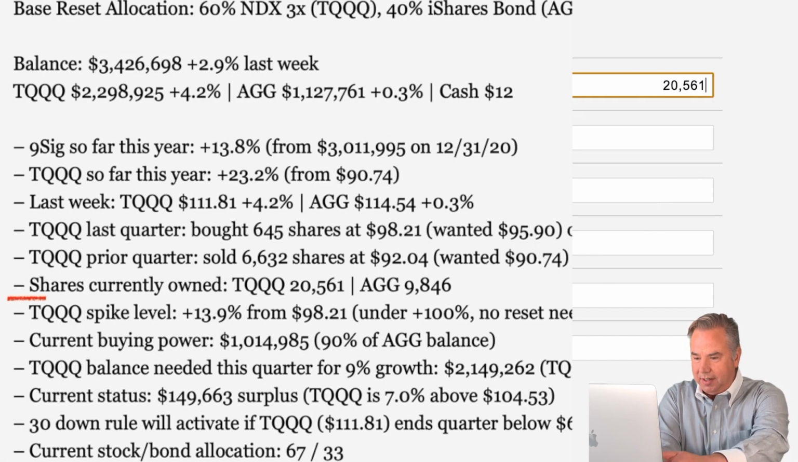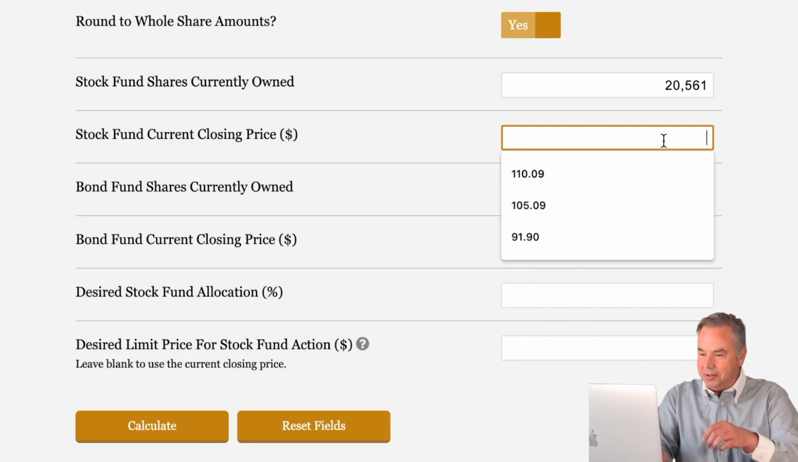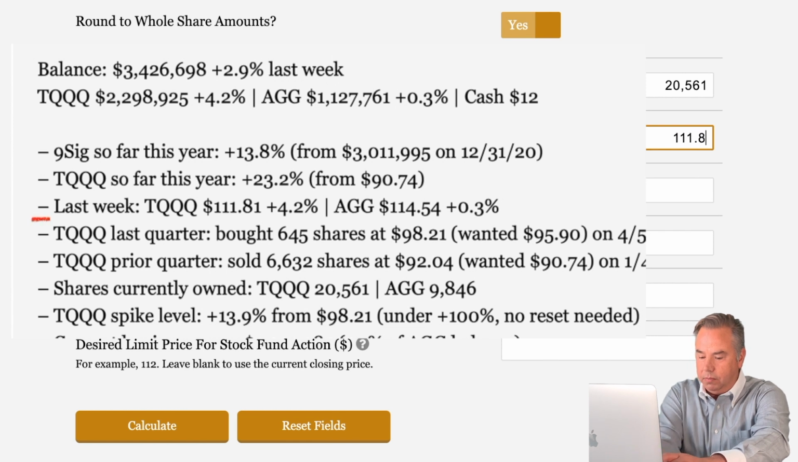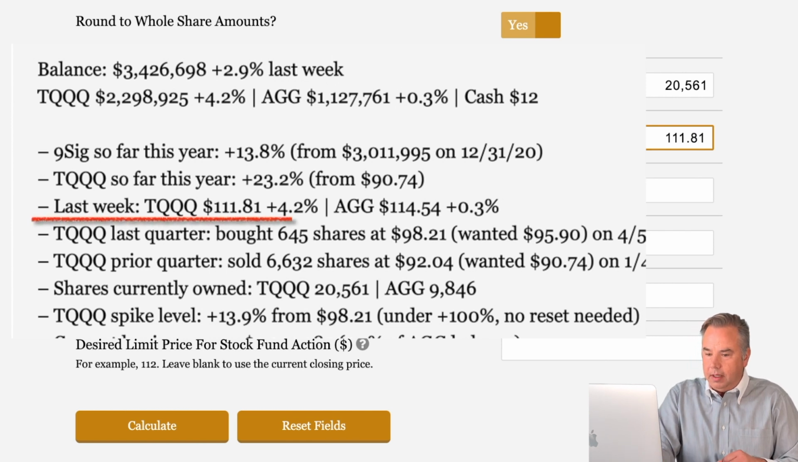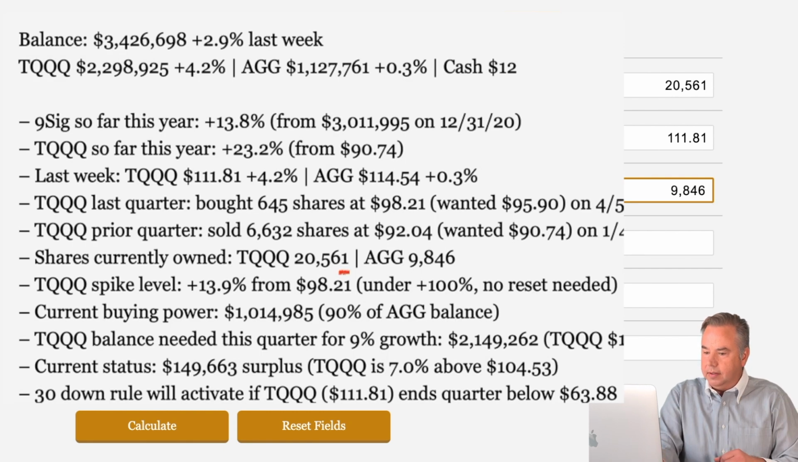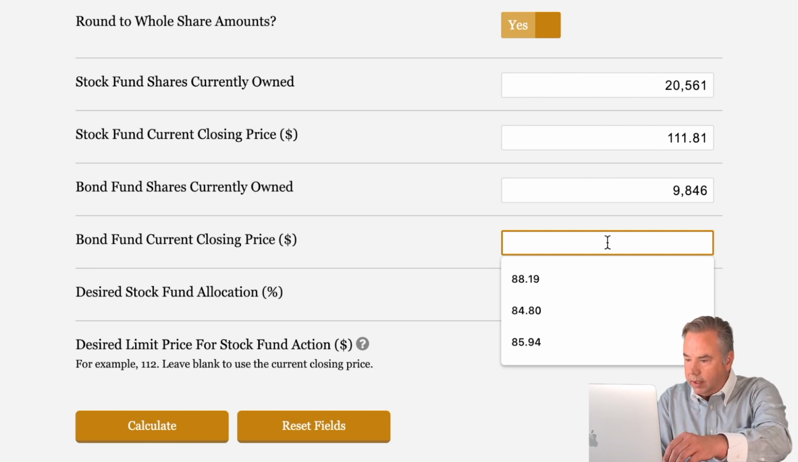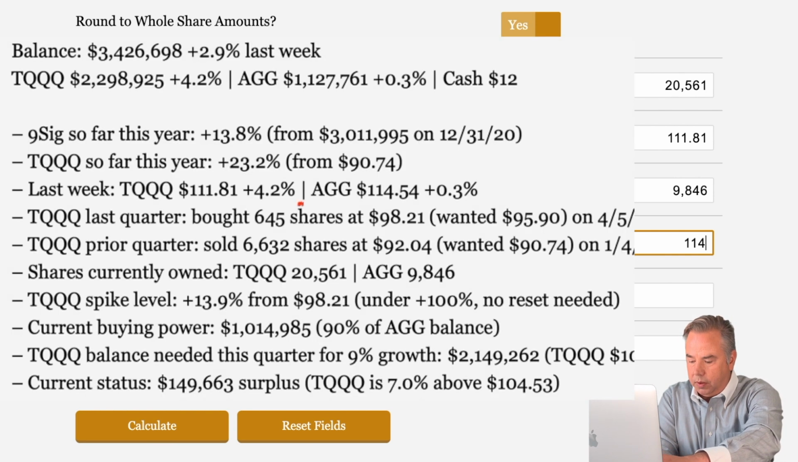20,561 is what you'll find there if you're faster at looking than I am, which I hope you are. Stock fund current closing price then was 111.81. The bond fund shares owned, 9846, and the bond fund current closing price was 114.54.